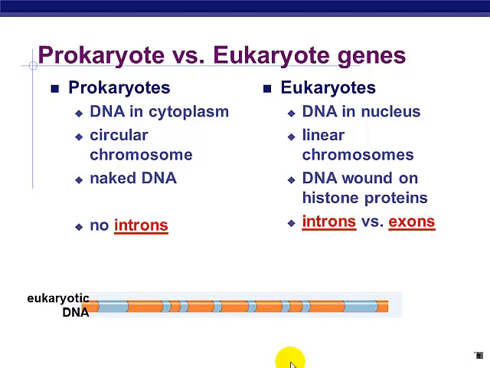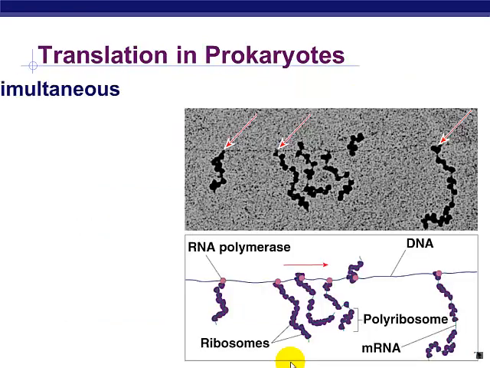Prokaryotes. They're in the cytoplasm. The DNA is not in the nucleus. In prokaryotes, they actually have a circular chromosome. Looks kind of like a donut. Our DNA is linear strands, and our DNA is wound around histone proteins. Remember the histone proteins? We don't have that in prokaryotes.